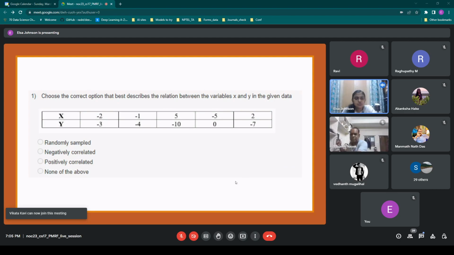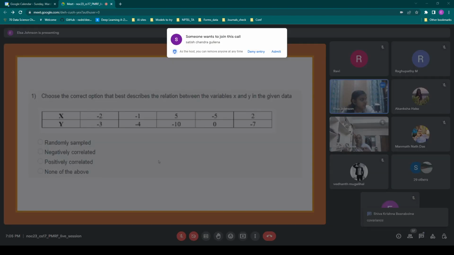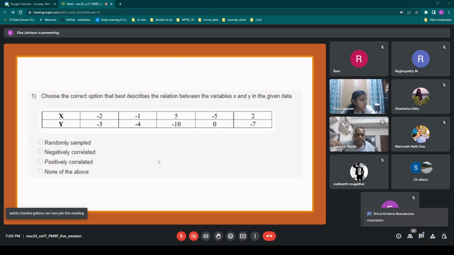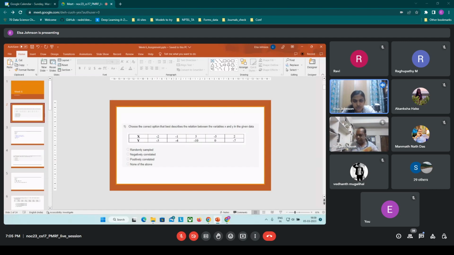The first question was: choose the correct option that best describes the relation between variables x and y in the given data. So this is a set of given data, and we have to see the relation between the variables x and y. What can you do to see the relation? How do you see the relation between two variables? Can you tell me? Covariance. Okay, so I'll go to the R implementation.